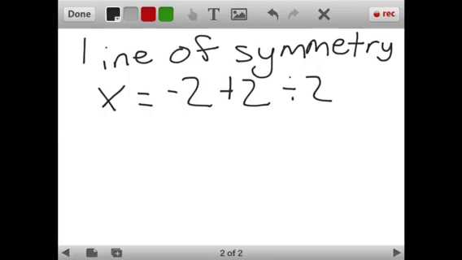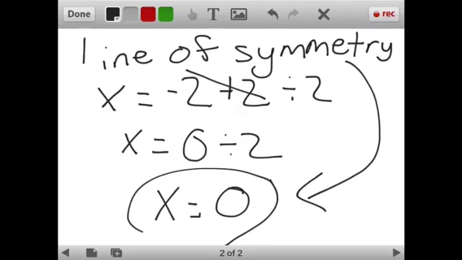Next you will need to find your line of symmetry. Your line of symmetry equation will be x equals a number. In this case, it will be x equals negative 2 plus 2, divided by 2. Once you add negative 2 and 2, you get 0. You then divide by 2. Once you divide 0 by 2, you get x equals 0.